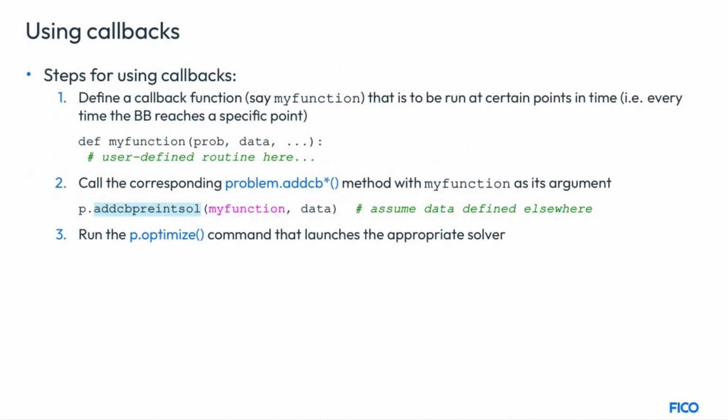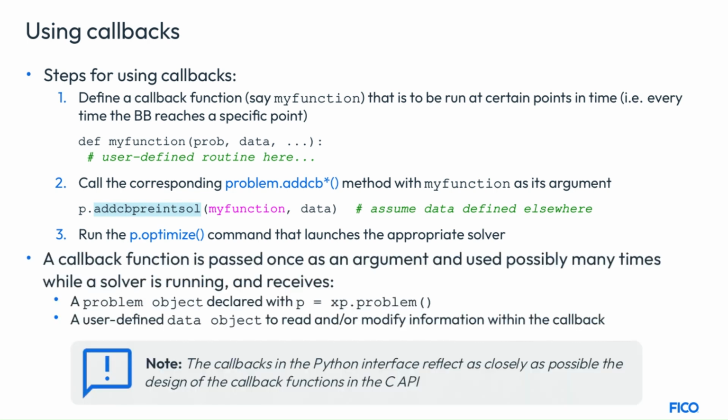To implement callback functions, users must follow three basic steps. The first is to define a function to be run whenever the optimizer reaches the specific point, which must receive a problem object and a data object. The second is to call the appropriate callback method and pass the name of the user-defined function as the first argument, followed by a data object. Then, the command optimize should be run, which triggers the appropriate solver. The callback function may therefore be run several times during the optimization process, and the data object is used to read and modify information within the callback.